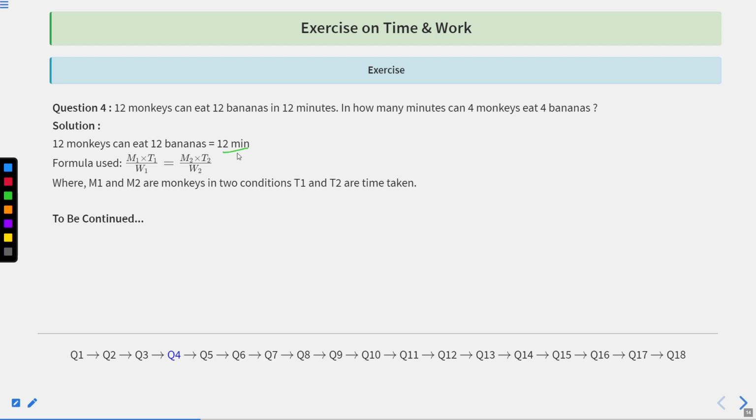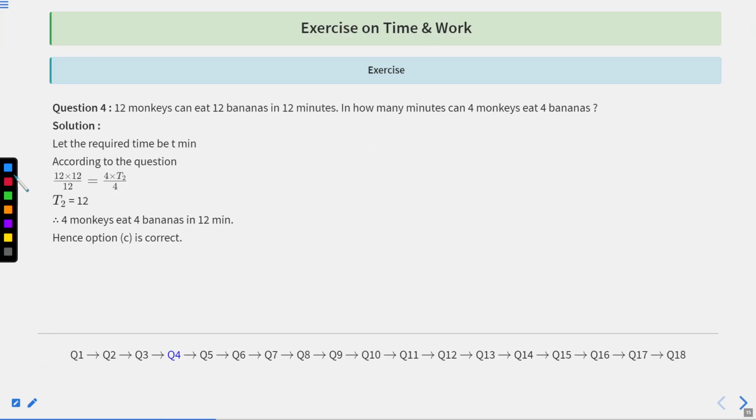The formula that we are going to use here is m1 t1 upon w1 equal to m2 t2 upon w2, where m1 and m2 are monkeys in two conditions and t1 and t2 are the time taken. So let the required time be t minutes. According to the question, 12 into 12 upon 12 is equal to 4 t2 upon 4. Therefore, 4 monkeys eat 4 bananas in 12 minutes. So the correct option here is option C.